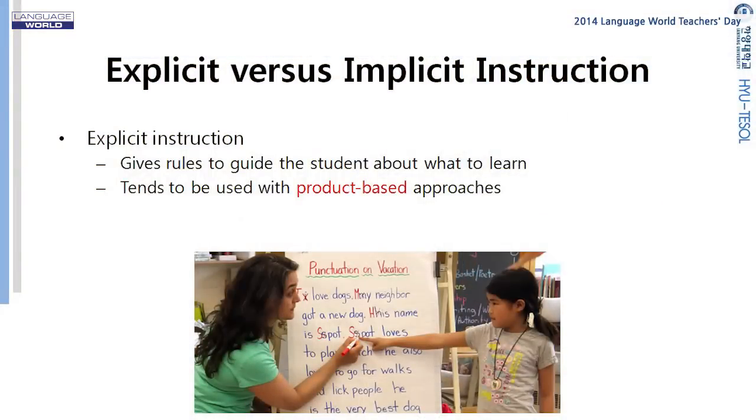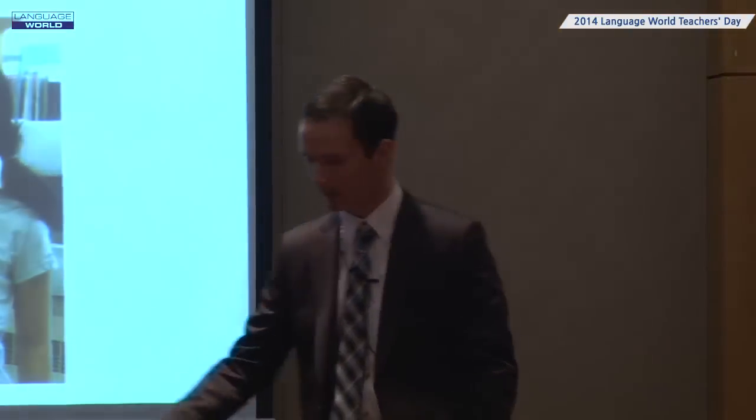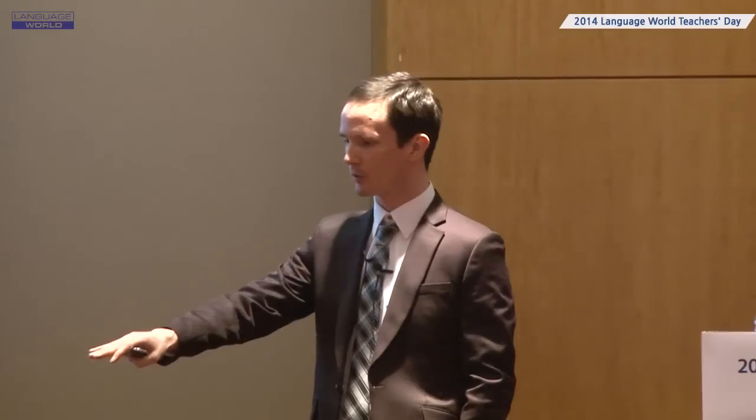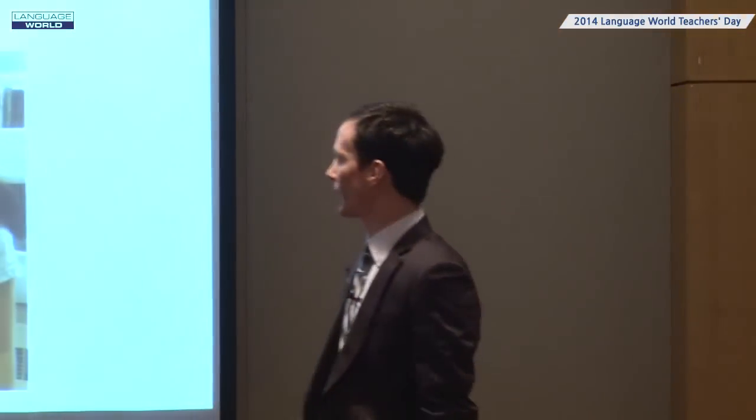Okay, so now I want to talk a little bit about explicit versus implicit instruction. What does explicit instruction look like? It goes back to the product-based approach. It's about the teacher giving the rules up front. This is the rule, this is the grammar rule. Remember it, use it. That's it, right? And so that's pretty much how it goes.